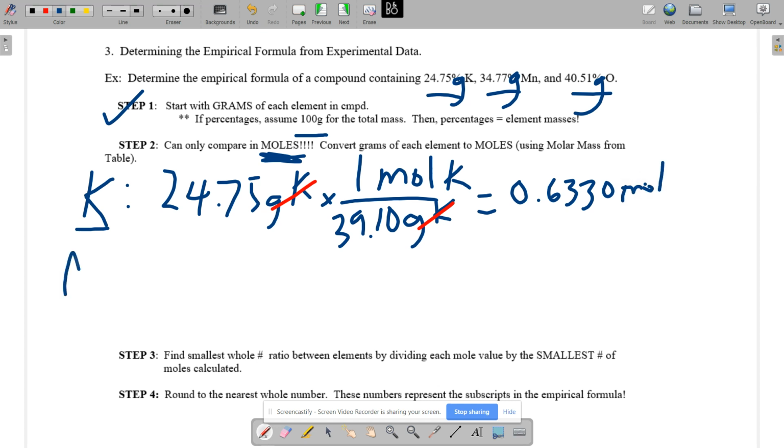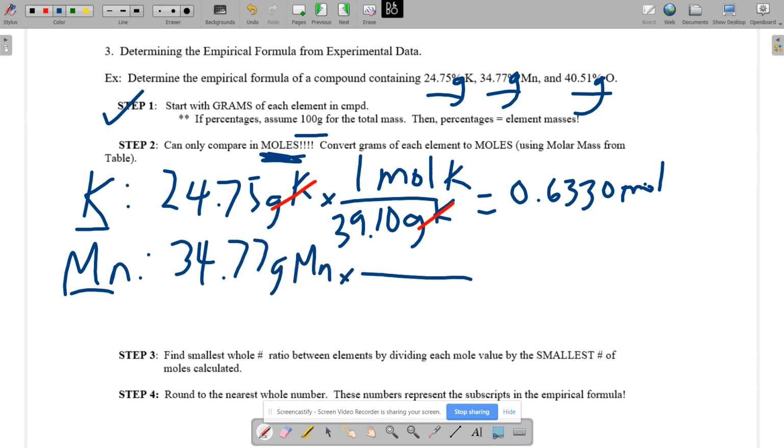So now we've got manganese. I just like to say it that way. I don't know why. 34.77 grams of manganese. Grams on the bottom, 1 mole on top. Ooh, I like my penmanship, don't you?